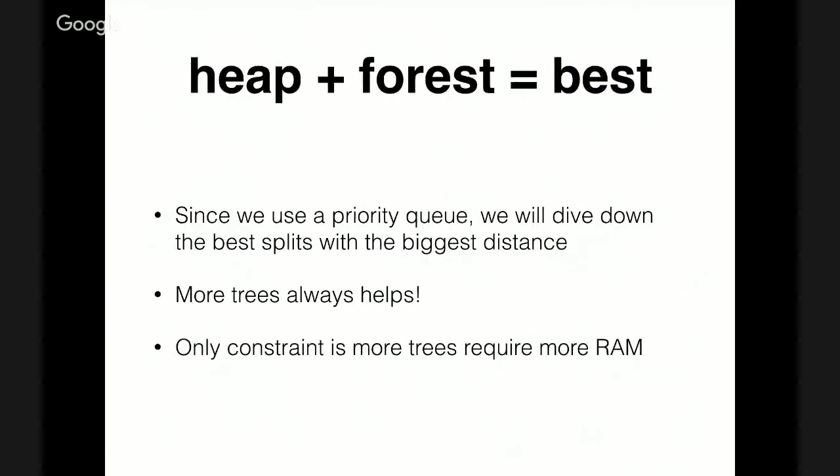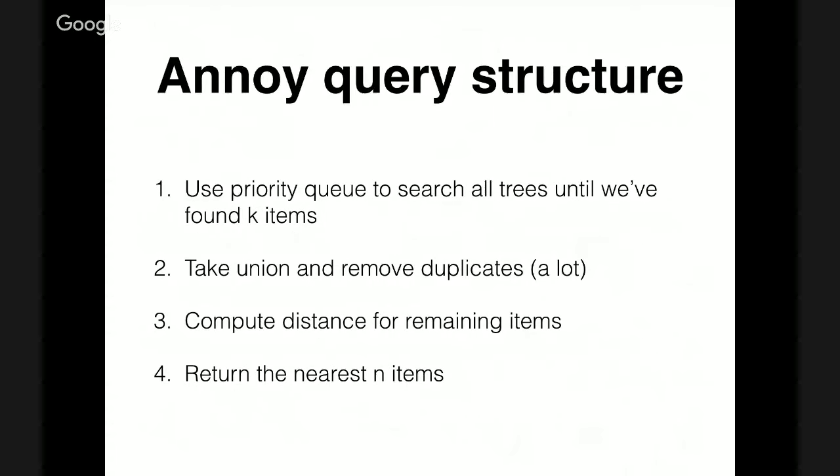The cool thing is that if you use both a heap and a forest, it turns out to be pretty good. The only issue is that the more trees you have, the more space this index will take, but it generally always gives better results. So the basic search algorithm is: we use a priority queue, and we search all the trees until we've found k items. Then we go through all these items, look more closely at the actual distance, sort them in decreasing order, and return.